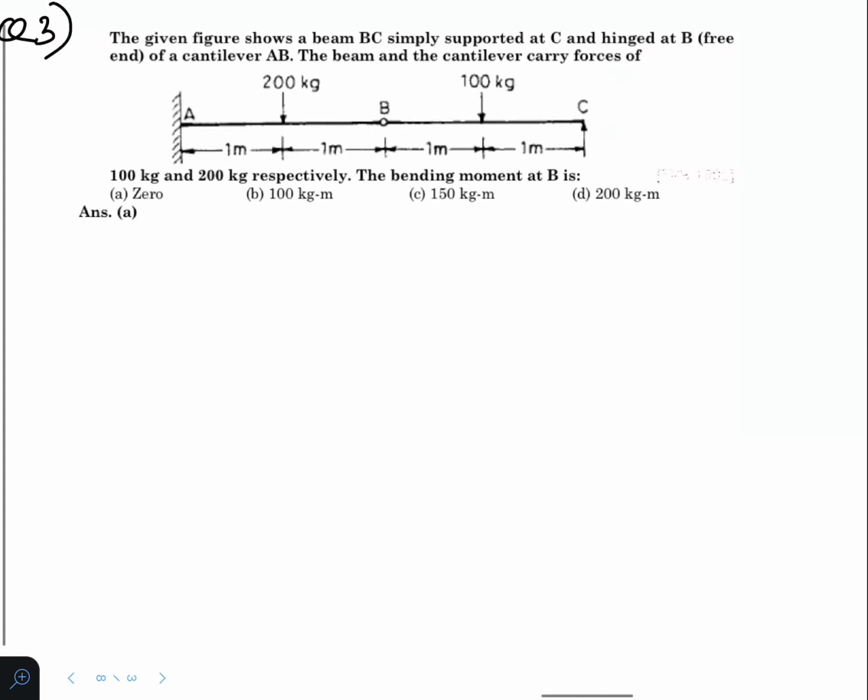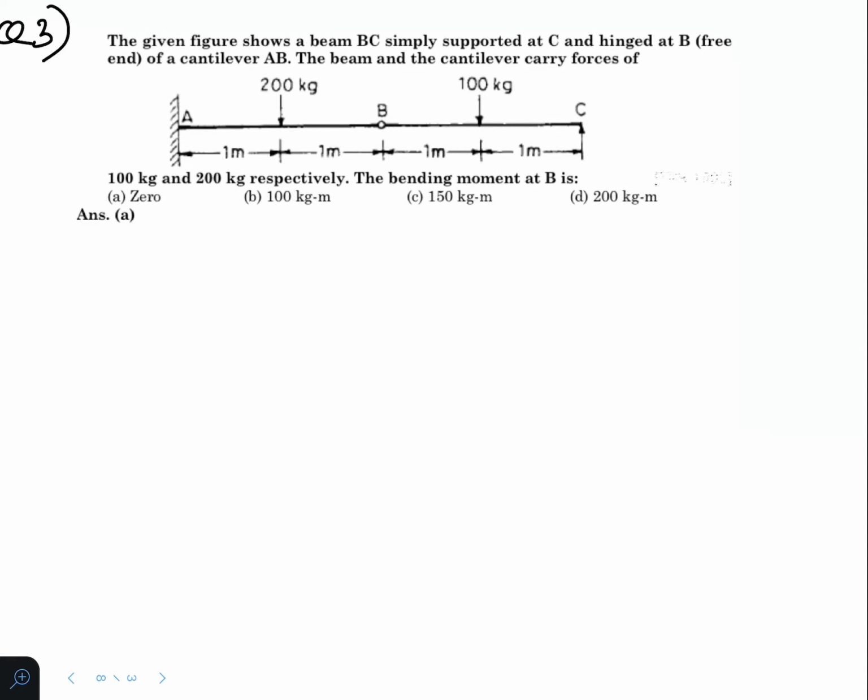Now the next question. The given figure shows a beam BC simply supported at C and hinged at B, free end. See, this B is a hinged end. Of the cantilever AB, the beam and the cantilever carry forces of 100 kg and 200 kg respectively, as given in this figure. The bending moment at B is, see, this question appears to be so long, but it is very simple. See, this is a hinge, so hinge cannot transfer moment, so the bending moment at B will be 0. So this is the correct answer.